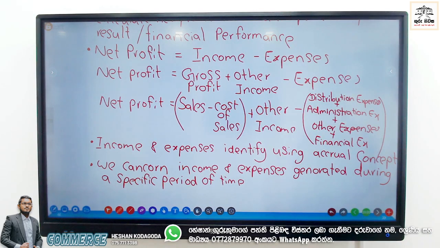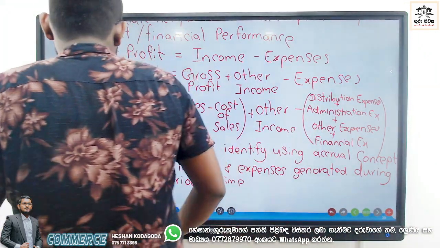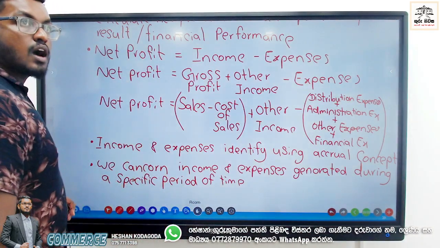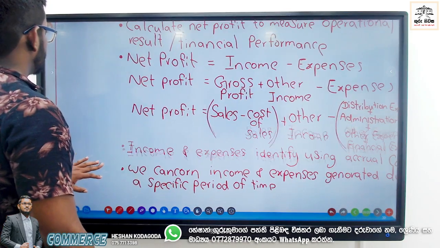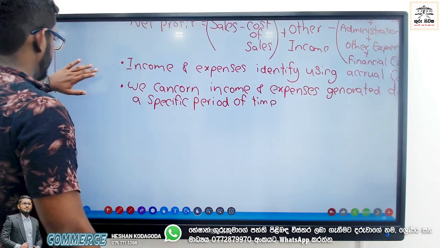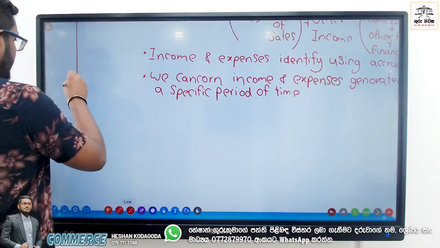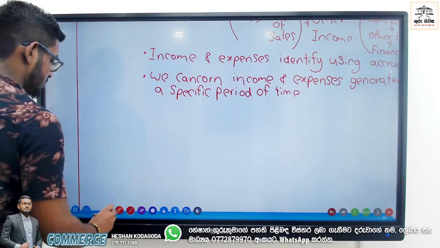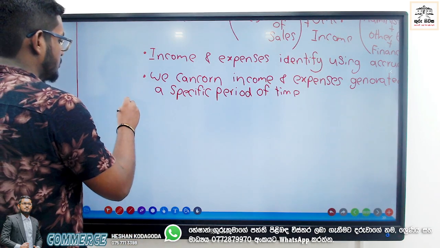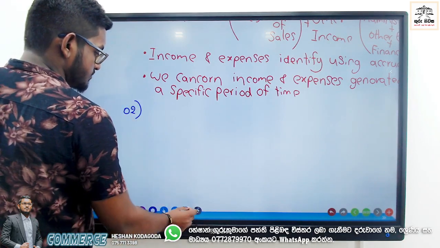Right. Okay. Now the other one. Right. Now after that, I'm going to discuss the other one. So under second bullet point, P&L, we discuss. Now we are going to discuss about under second bullet point. So what is the second one? Under second bullet point, second one.